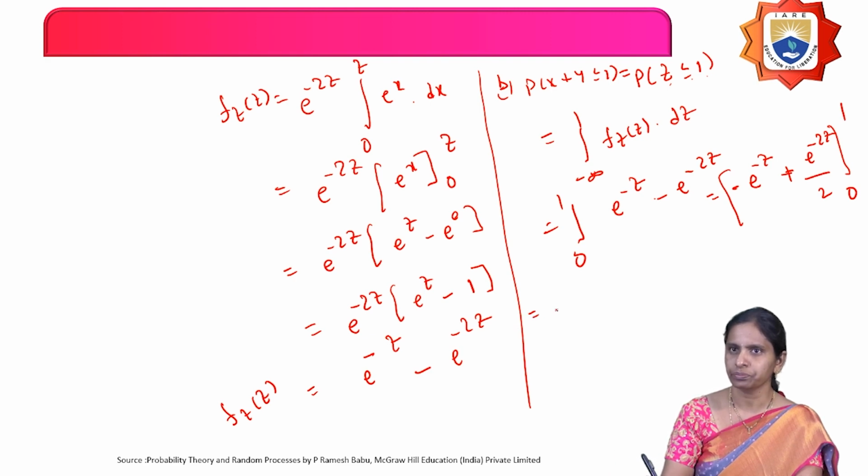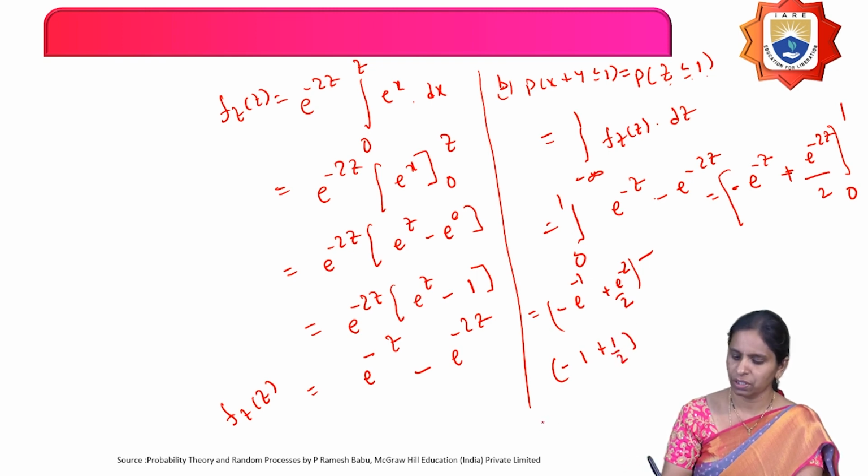Now we substitute the upper and lower limits. Then what can you obtain here? The upper limit gives minus e^(-1) plus e^(-2) by 2, minus the lower limit. What is minus e^0? Minus 1. Plus e^0 by 2 is plus 1 by 2. So that equals minus e^(-1) plus e^(-2) by 2, minus the quantity minus 1 plus 1 by 2, which is minus 1 by 2. Minus of minus 1 by 2 is plus 1 by 2.